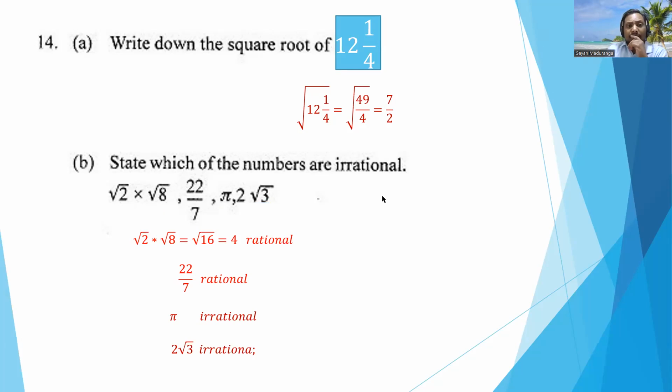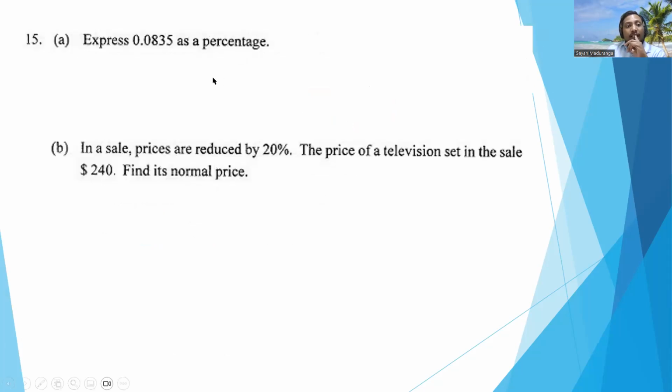Let's see what's next. Express as a percentage. How to do a percentage? Since it is a decimal number, you just multiply it by 100. So then you get the answer as a percentage, 8.35.